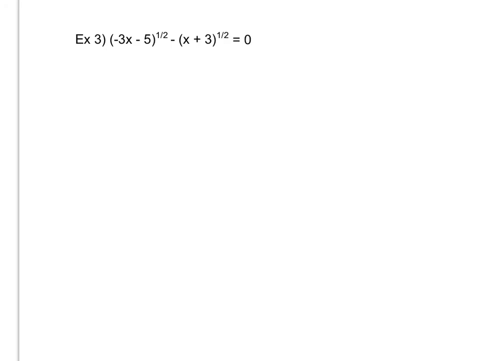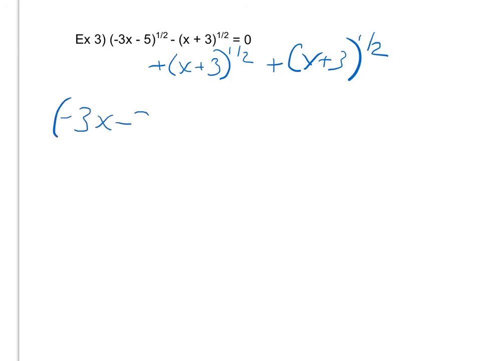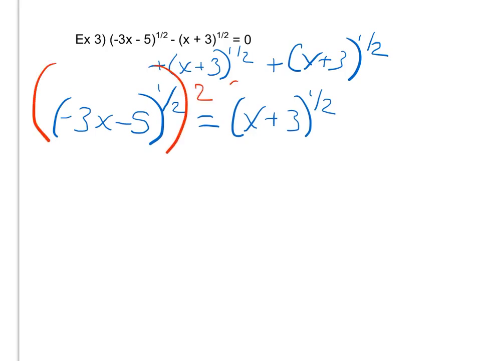Now that you've had a chance to try it, I'm going to go ahead and isolate one of my radical expressions. I know that this is the same thing as the square root. So if I want to isolate one of them, I'm going to add one of them to the other side, giving me 3x minus 5. I can either write it to the 1/2 or I can put it under a radical, whichever you prefer. X plus 3 to the 1/2. To get rid of a 1/2 power, I'm going to go ahead and square both sides.